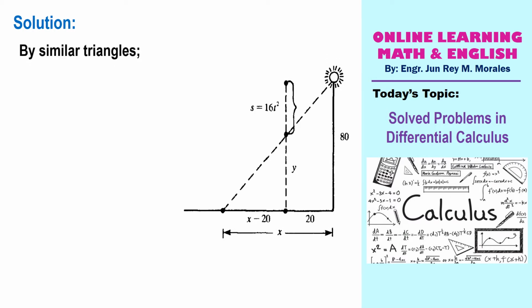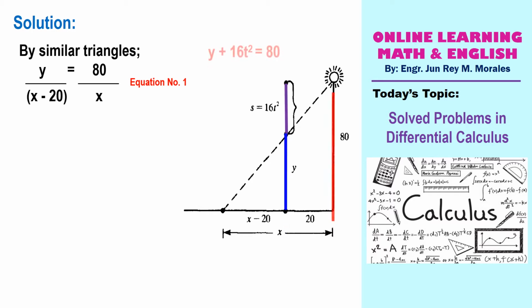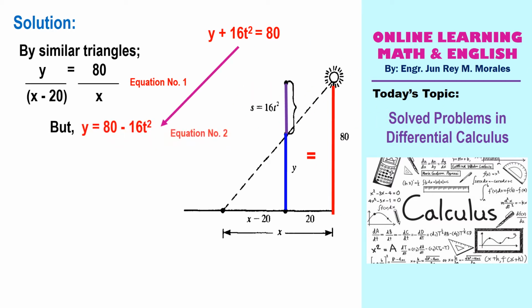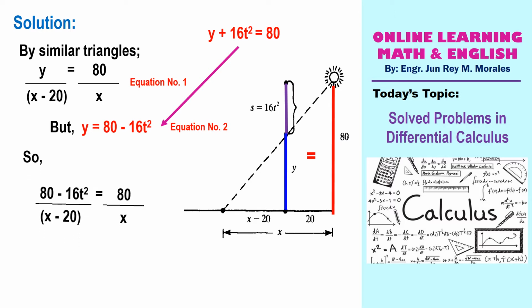By similar triangles, we can say that y divided by x minus 20 is equal to 80 divided by x. Let's call this equation number 1. From the same figure, we can say that y plus 16t squared is equal to 80, and so y is equal to 80 minus 16t squared. Let's call it equation number 2. Now, let's substitute the value of y in equation 2 to the y in equation 1.